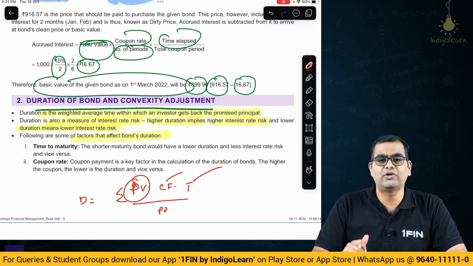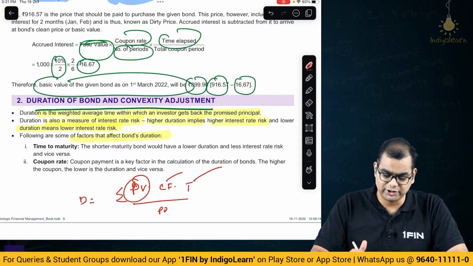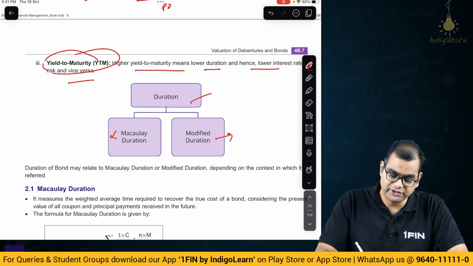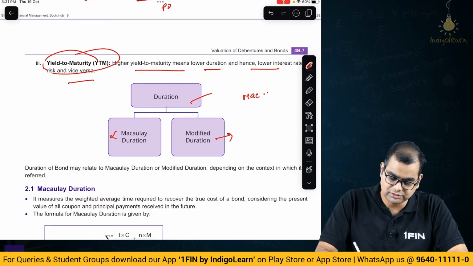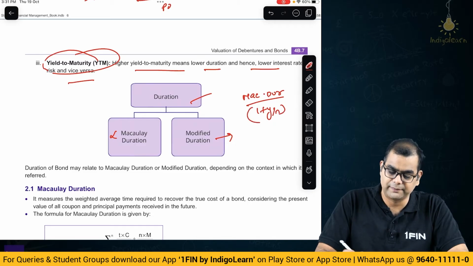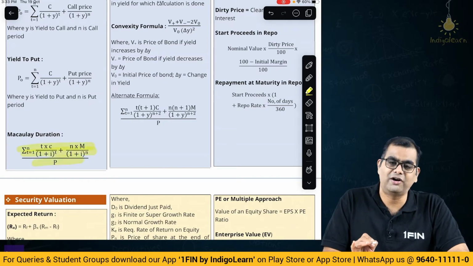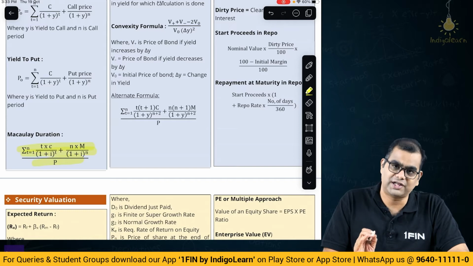So the duration, what we have just discussed, what I explained to you, is called Macaulay duration. There is something else known as modified duration. Modified duration is Macaulay duration divided by 1 plus yield by n. The formula for Macaulay duration is this. I explained to you super simply: sigma of present value of cash flows into time divided by P0.